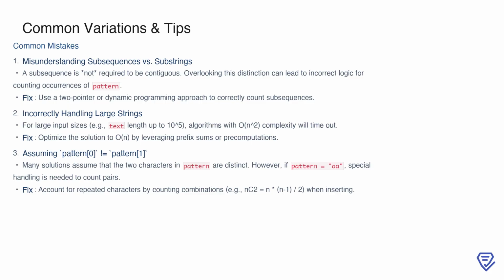Lastly, it's easy to assume that the 2 characters in pattern are distinct, but that's not always the case. For example, if pattern equals AA, you'll need to specially handle repeated characters by counting combinations, such as using the formula NC2, which calculates the number of pairs that can be formed. These adjustments ensure your solution handles edge scenarios robustly.